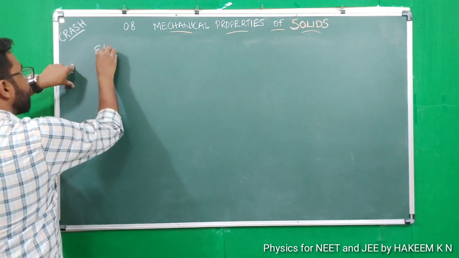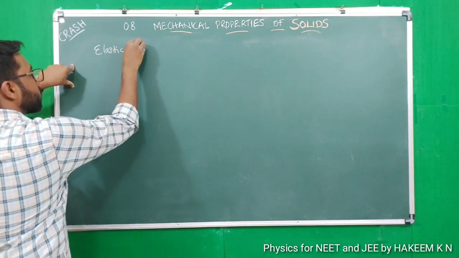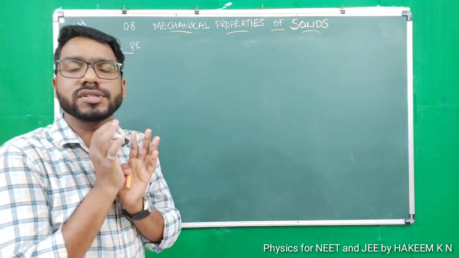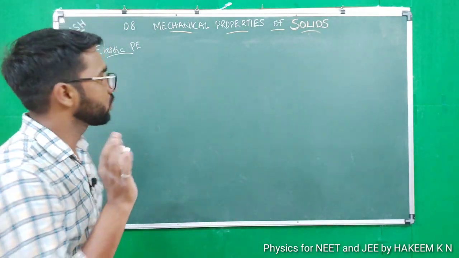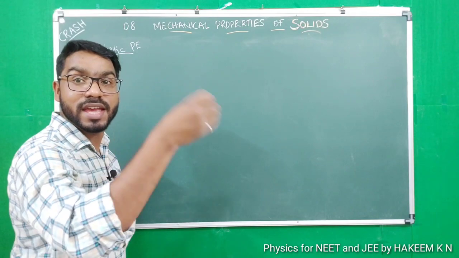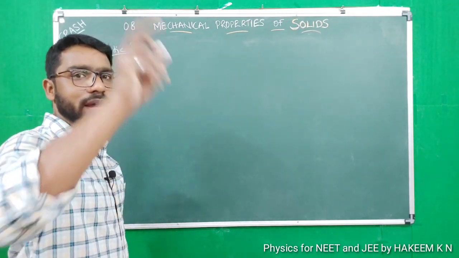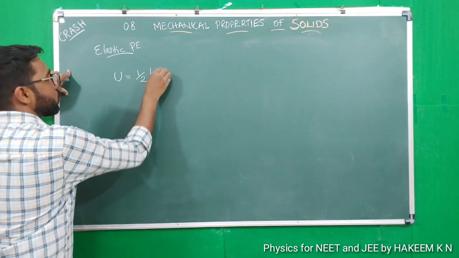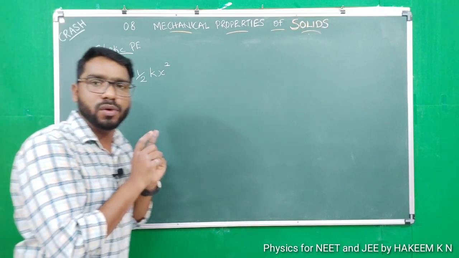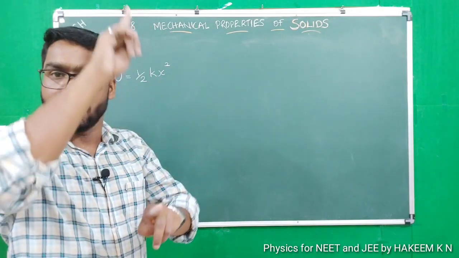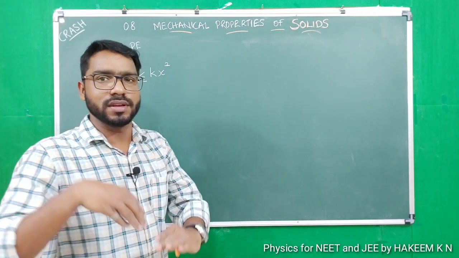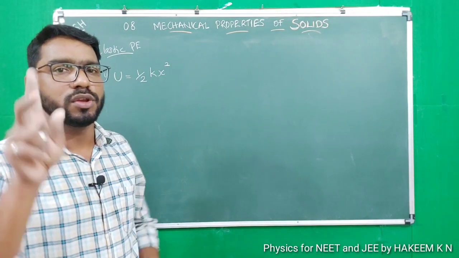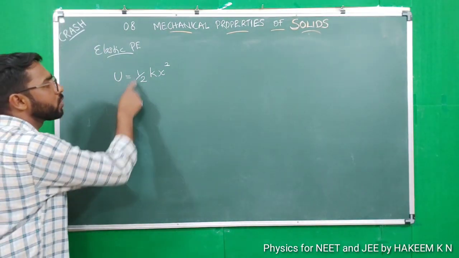Next side heading, elastic potential energy. We just discussed that the case of an elastic string is just like a spring. So the force we can write is minus kx, with k as YA by L and x as delta L. So elastic potential energy is also U equal to half kx square, the case of spring that we already discussed in the chapter work, energy, power. That chapter's link is given in the description box. Those who have doubts about the topic, you can watch that video.